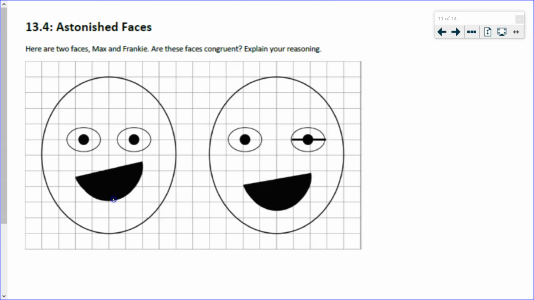Let me show you with the face. Watch. Look at that smile. Same thing. How have I not convinced you that they're congruent? Obviously they are. Nadia.